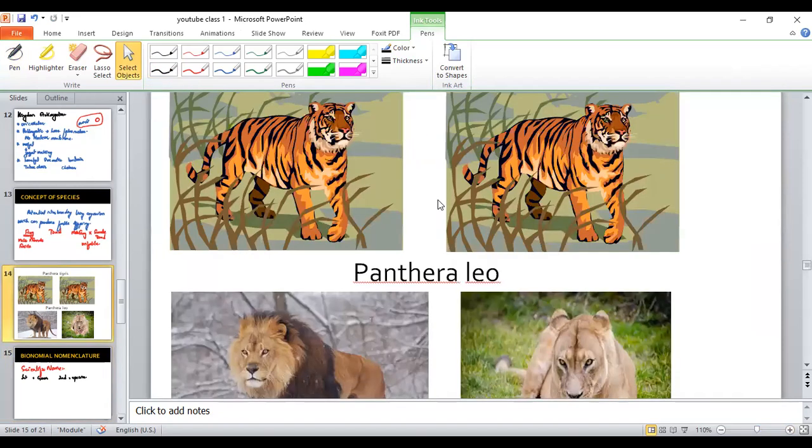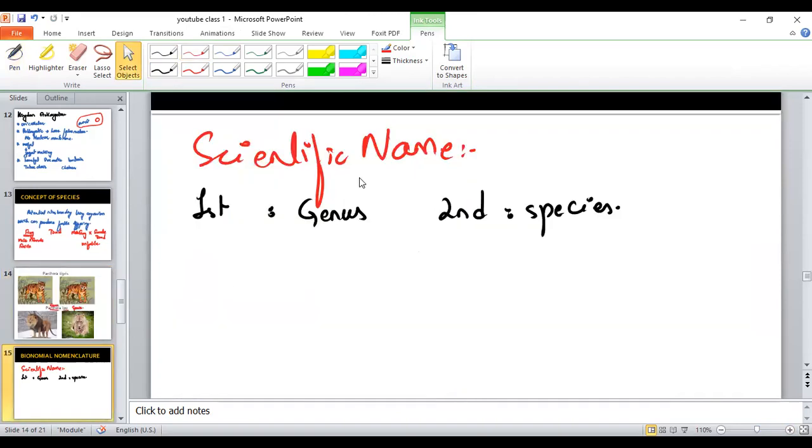Second is the species name. Like in this example, Panthera is the genus name here. What is this Panthera? This is the genus name. And leo is the species name here. So whenever you want to write the genus name and species name, some rules are there.